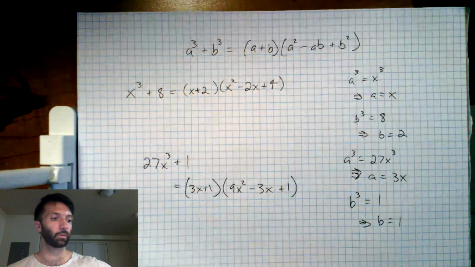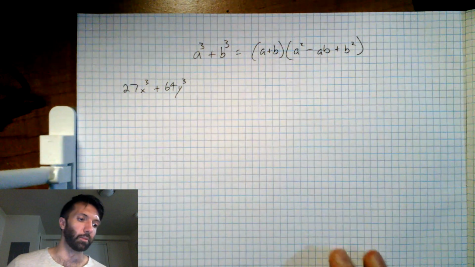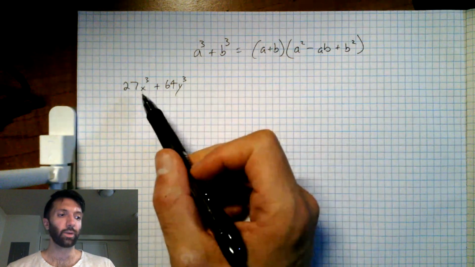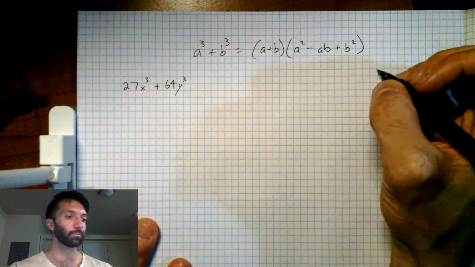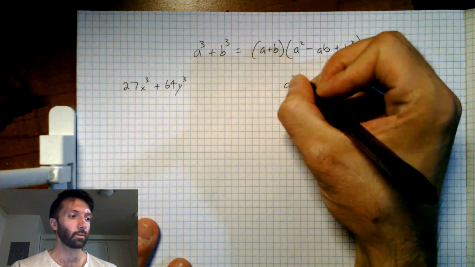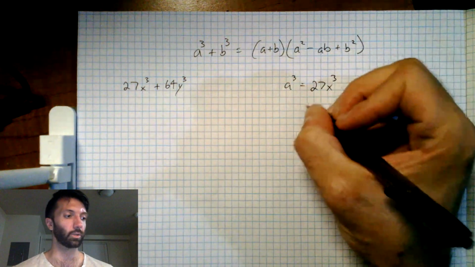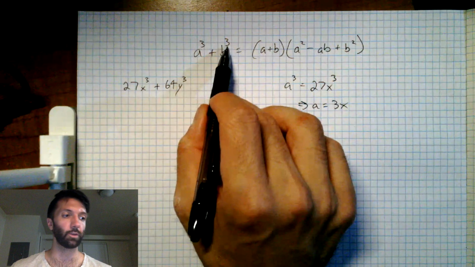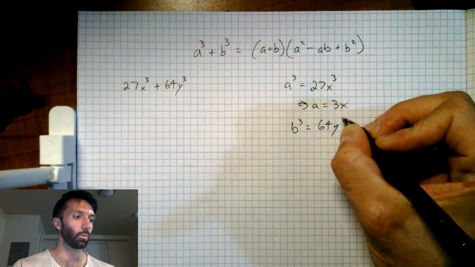Okay. And we will do one more here. This one I'm going to write out a bit more explicitly, just to be perfectly clear. So here we have 27x cubed plus 64y cubed. So the first thing we're going to do is figure out what a and b are. So a cubed is 27x cubed, and we actually know what this is, we just did this one. So a is going to be 3x, and then b cubed is going to be 64y cubed.